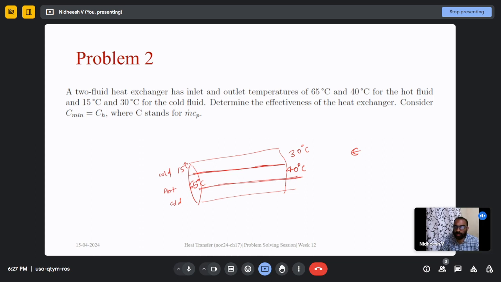Consider C min equal to C hot. So it is given to us that C min, that is the minimum heat capacity, is to be taken as the heat capacity of the hot fluid. C stands for m cp. This is the problem statement. Take a minute to go through the problem statement, and after that we will proceed to solve this problem.